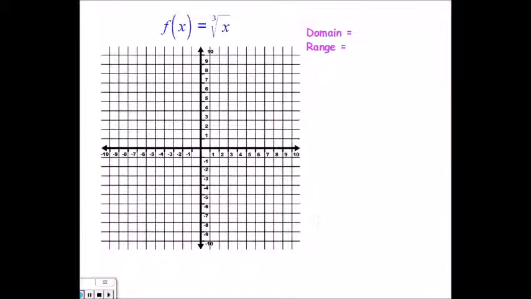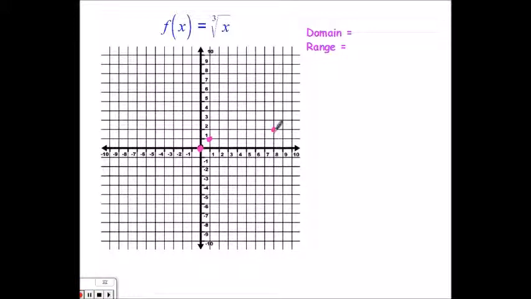Okay, so let's see where this graph came from. It's pretty simple. Okay, what's the cube root of 0? 0. So 0, 0. Okay, what is the cube root of 1? 1. So it's 1, 1. Okay, my next perfect cube is 8. The cube root of 8 is 2, so I'm going to go with 8, 2. The next perfect cube is 27.